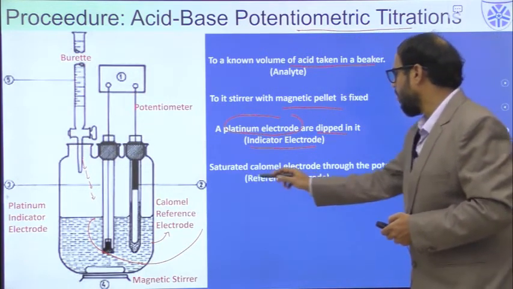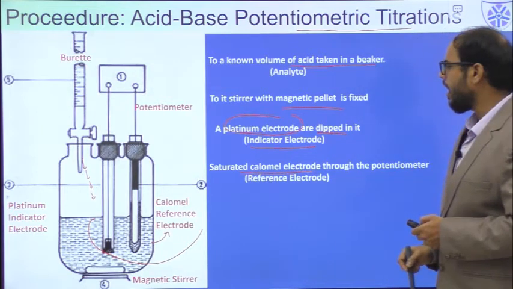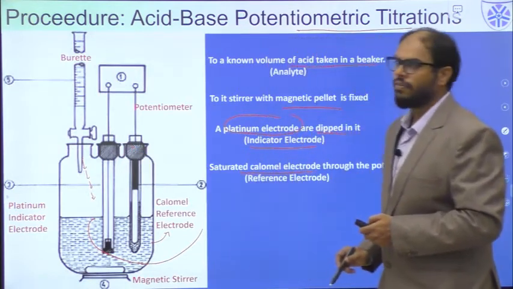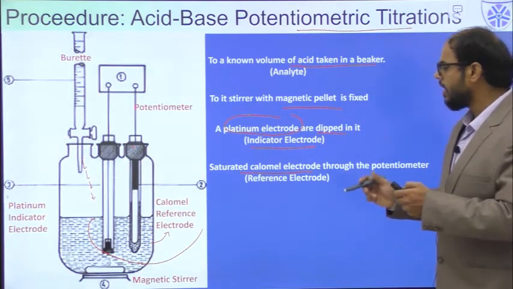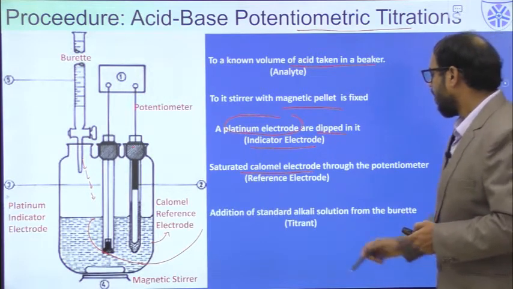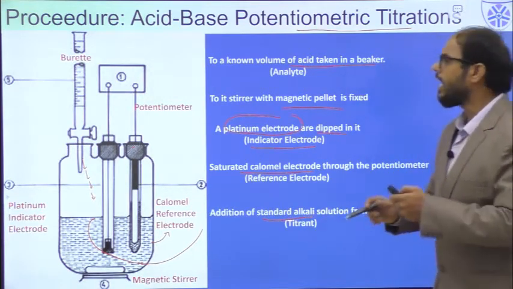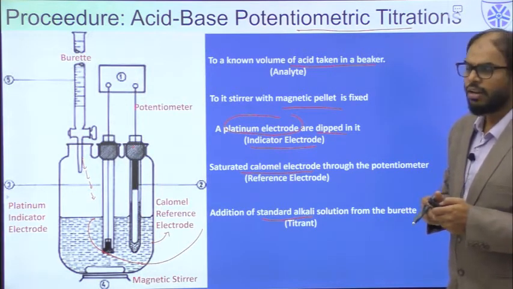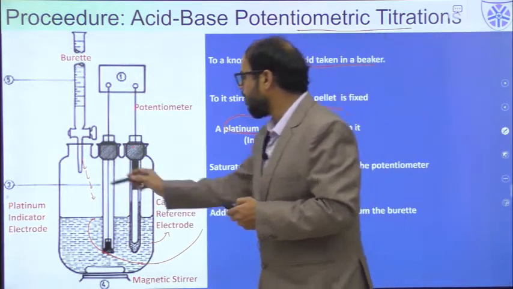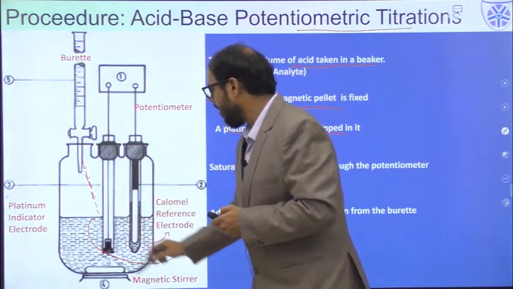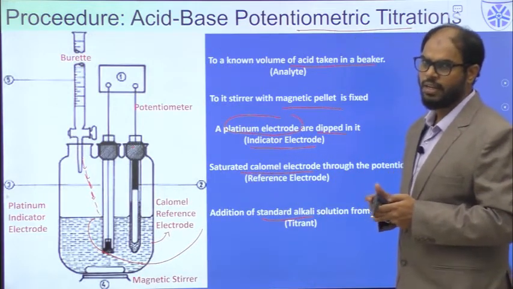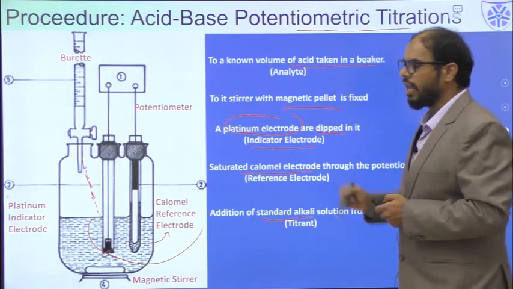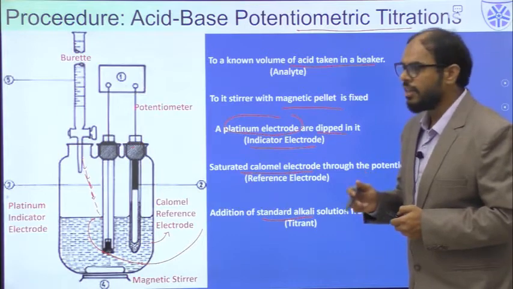And we are also going to use a saturated calomel electrode as the reference electrode, and this saturated calomel electrode in combination with the working electrode finds the electrode potential of the resultant analyte solution. And we are going to take a standard alkali. A standard alkali means an alkali or a base whose concentration is known, and we are supposed to add it drop by drop to the acid. Since we are talking about an acid-base titration, we are going to take acid as an analyte in a beaker and alkali as a titrant in the burette.